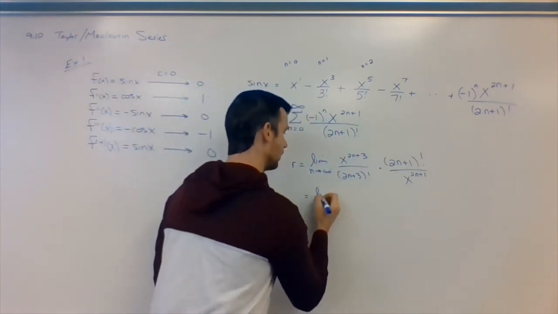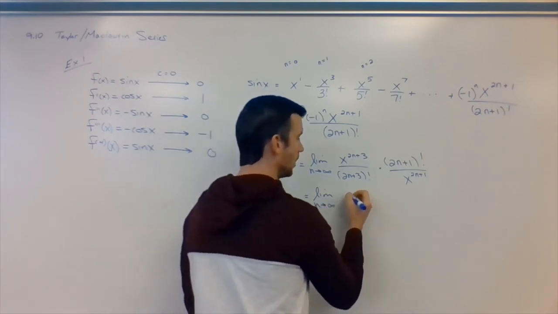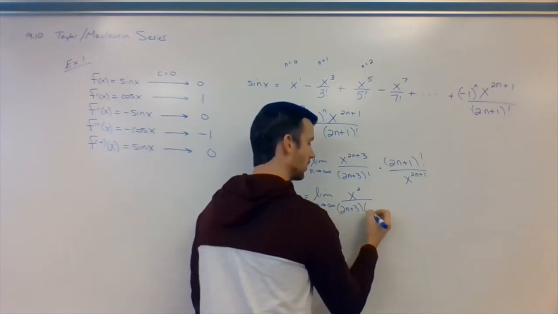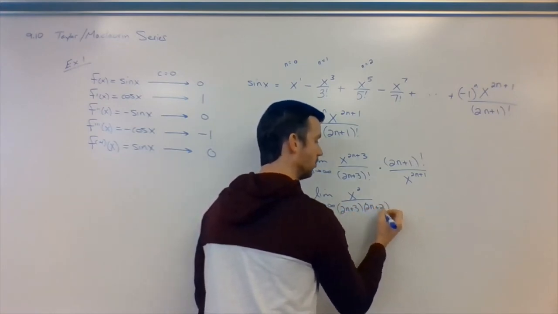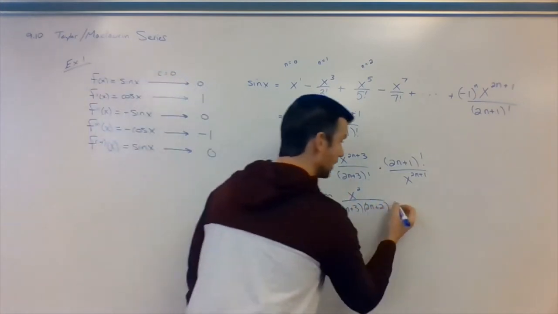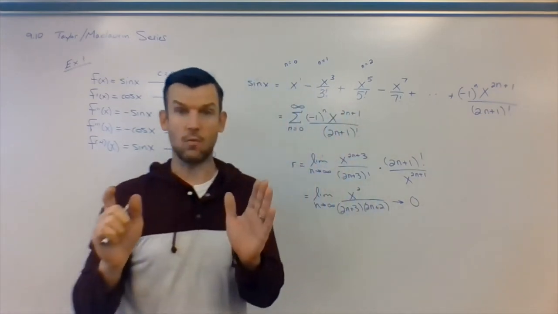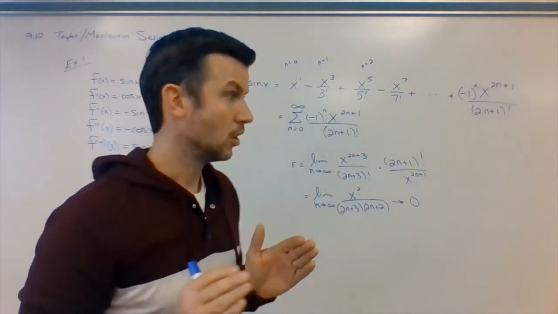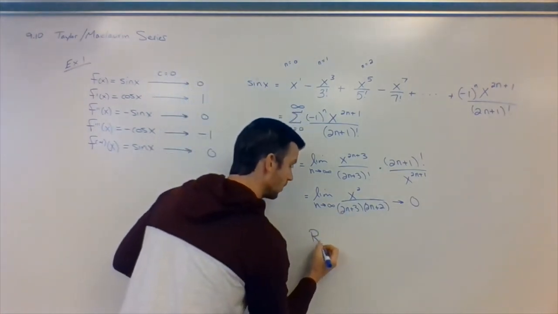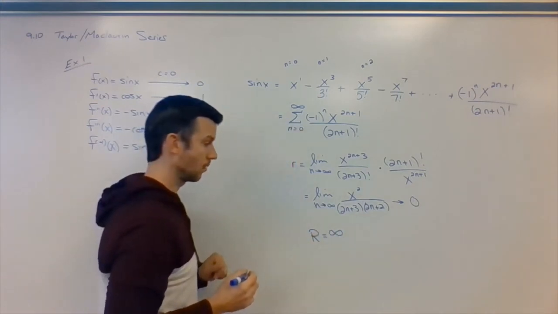So that's going to be the limit as n goes to infinity, and this is going to simplify to x squared on top, (2n plus 3) times (2n plus 2) on the bottom because of the factorials canceling. And as n goes to infinity, this approaches 0. So our r is 0, which is less than 1. It converges no matter what the x value is. That means my radius of convergence is infinity.